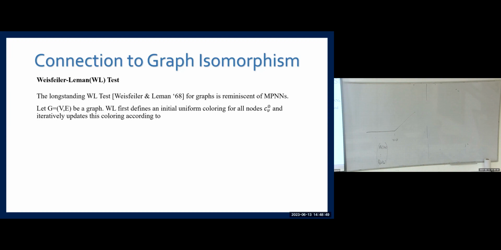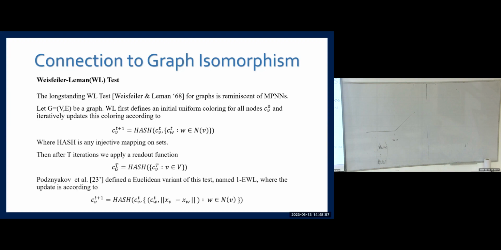So we feed this test a graph. We initialize a uniform coloring for all the nodes in the graph. And then we update the coloring of each node by hashing its current color and the colors of the set of its neighbors, and then updating its color to the next iteration timestamp. And we want the hash to be an injective mapping of the set. And then similarly to MPNNs, we apply some readout function that looks at all the colors and outputs a hashing of this set of colors. This is going to be a global graph color.